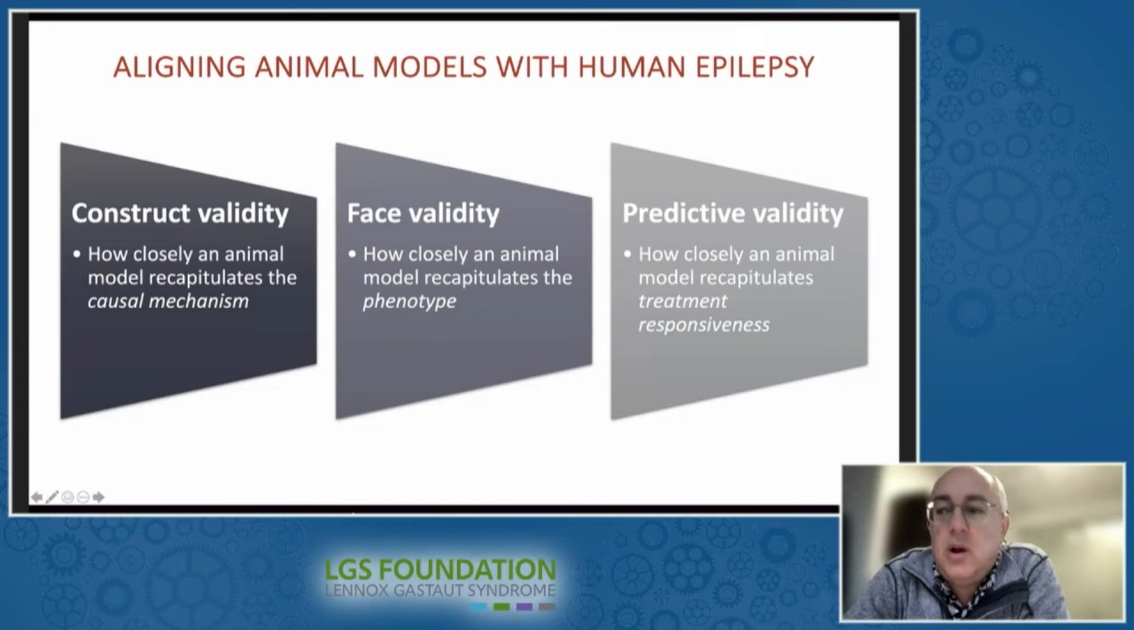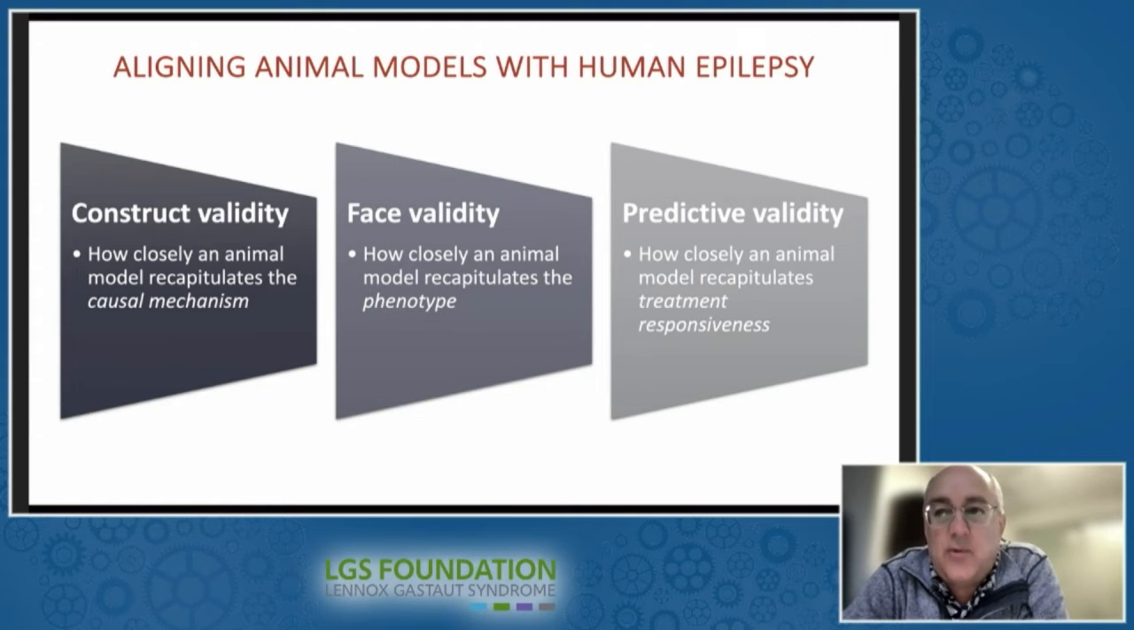So our approach here at UCSF in my lab has always been based on an older theory that an animal model of epilepsy should mimic specific features of people with epilepsy. And the three features that we try to mimic are construct validity, which is basically how closely that animal model recapitulates the causal mechanism. So whether this is a brain injury or a genetic mechanism, this is what we want to start with, that our animal model has the same insult that the patients with that disorder have.